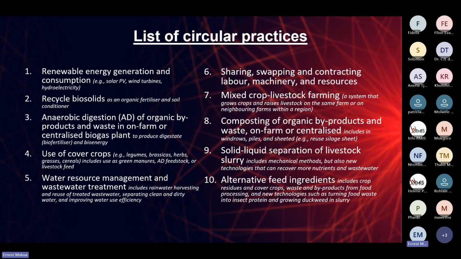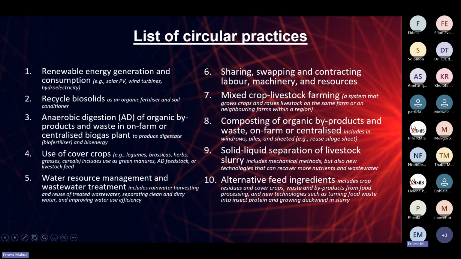The water resources management and wastewater treatment includes rainwater harvesting, the reuse of treated wastewater, separating clean and dirty water, and improving water use efficiency. This one we didn't ask them yet, but we're still going to ask the farmers to see if they have any form of water harvesting system on their farms, and that will be another part of circularity.